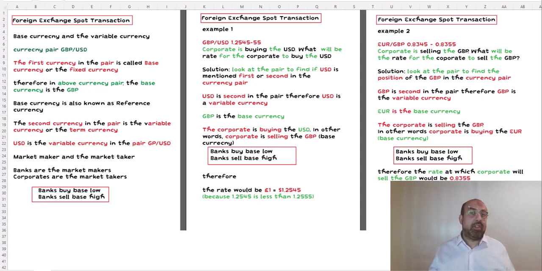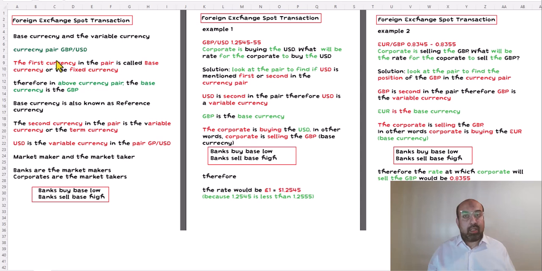Hello everyone, in this video I will show you how to calculate FX spot rate for a foreign exchange spot transaction. In order for us to calculate the FX spot rate, it is important for us to understand the base currency and the variable currency.